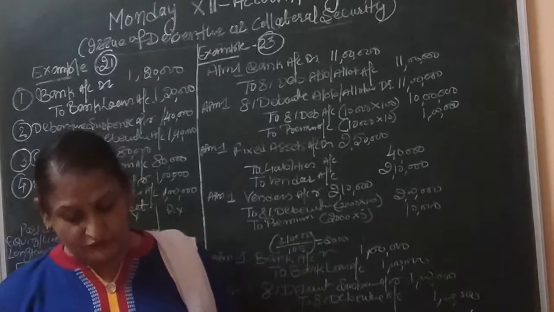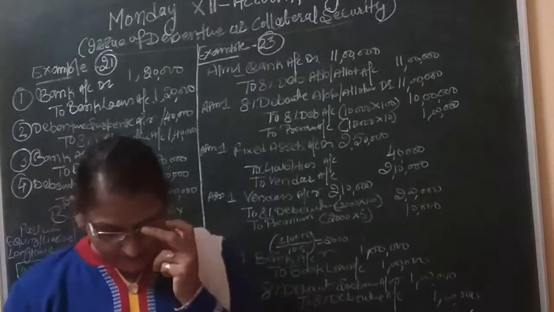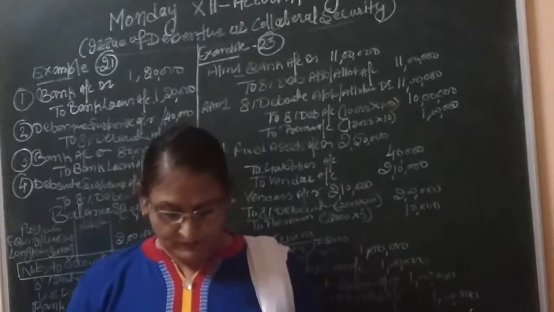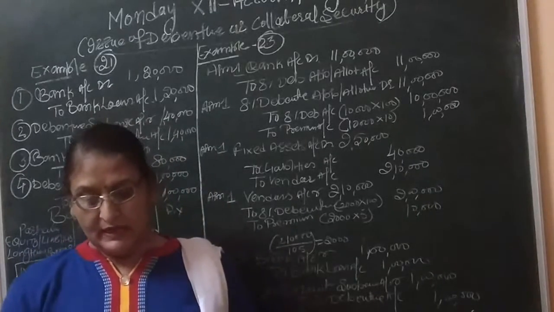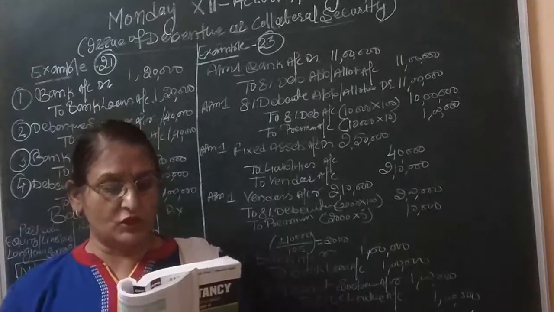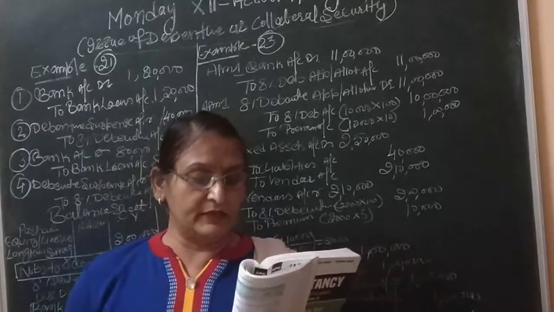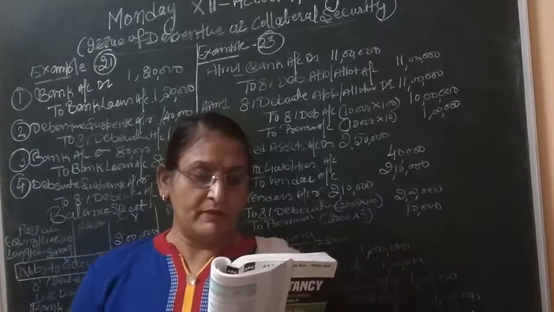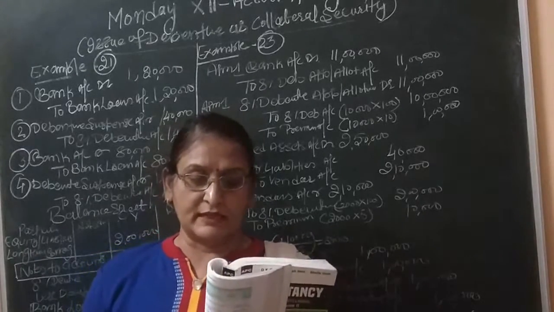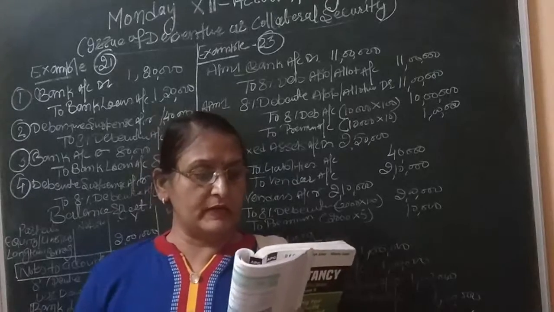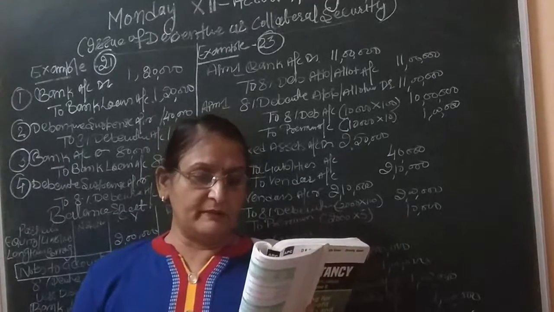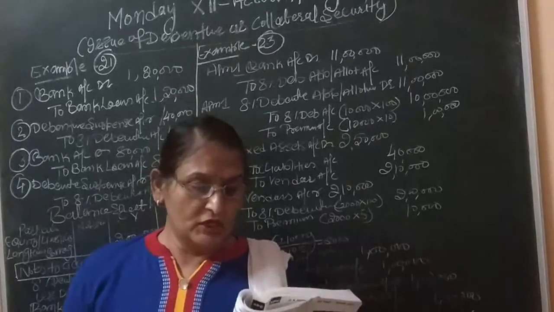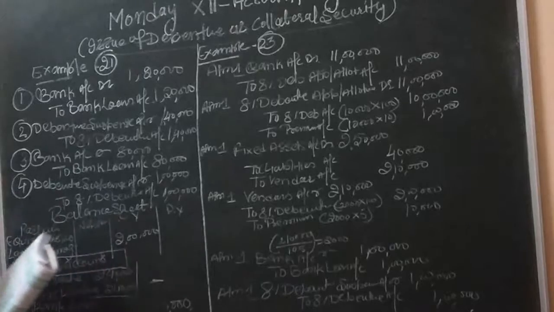Here is example number 21, and the statement of example number 21 is: Meghnad Limited took a loan of rupees 1,20,000 from the bank and deposited 1400 debentures of rupees 100 each as a collateral security along with primary security of rupees 2 lakh. So we have to make the journal entry and the balance sheet.